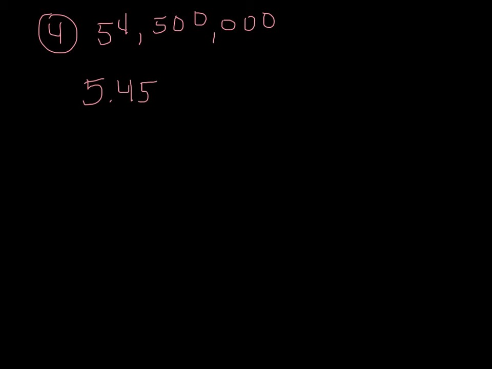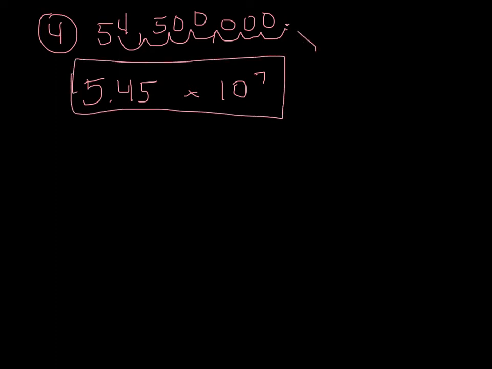Okay, so now I'm going to put my imaginary decimal point here. And I'm going to move it 1, 2, 3, 4, 5, 6, 7 spots. So I know I'm going to have to multiply it by 10. Now, I want my answer to go from small, 5 and 45 hundredths, to big, 54,500,000. So I know that I need to do 10 and 7 needs to be positive. Okay, so here's my answer for this one, and here's my work right here.